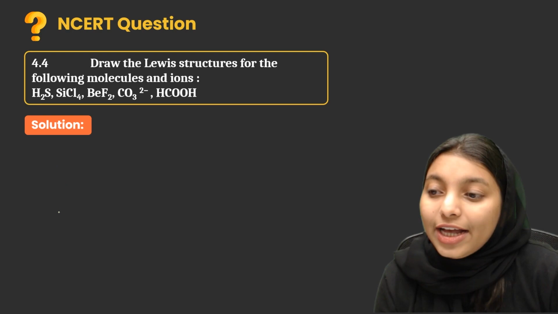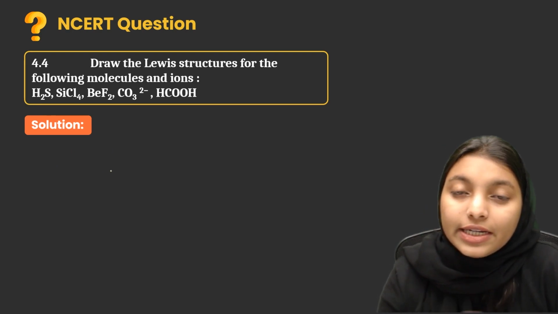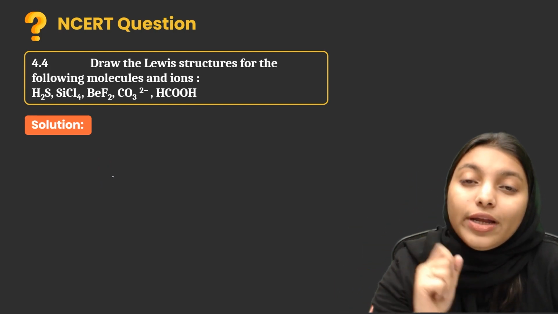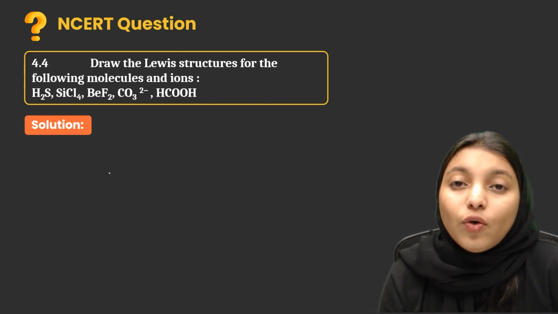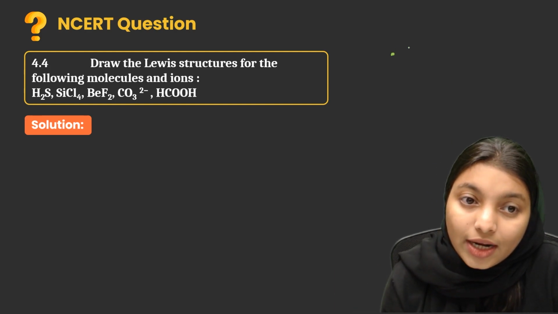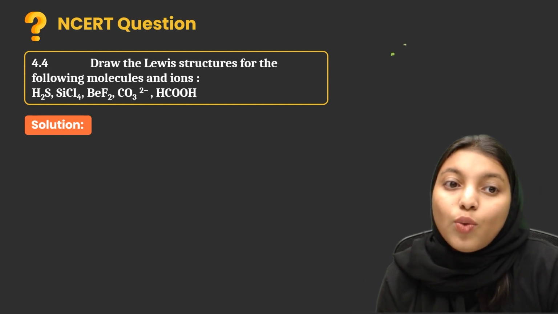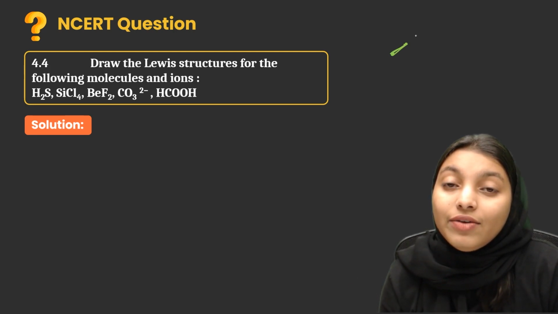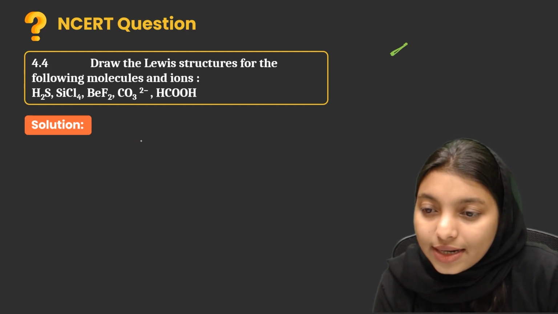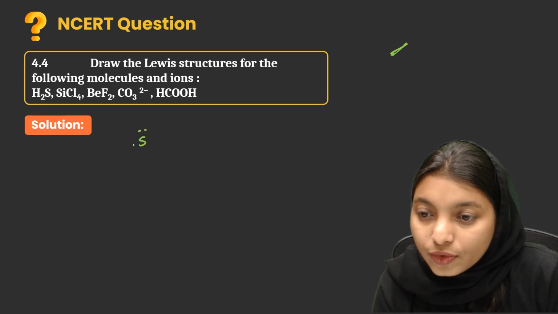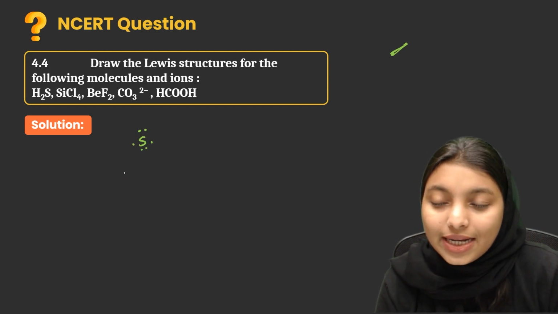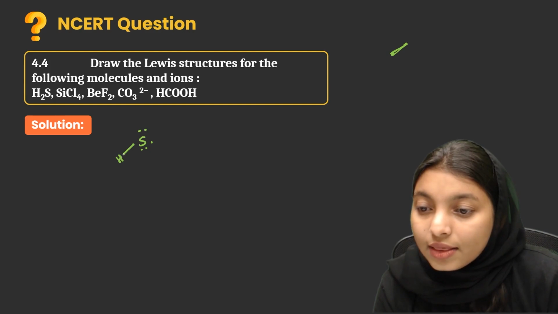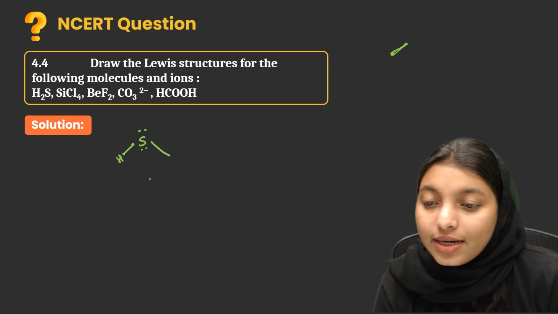So H2S. We know for hydrogen it needs 1 more electron to become stable, and for sulfur it needs 2 electrons to become stable. So for hydrogen it needs 1 electron, and for sulfur also it needs 1 electron. So what can they do? They can share their electrons so that they can get 2 electrons. So we can write sulfur like 2, 4 and 6. I am writing it like this, and it has shared one of its electrons with the electron of hydrogen. So we can write it like this.